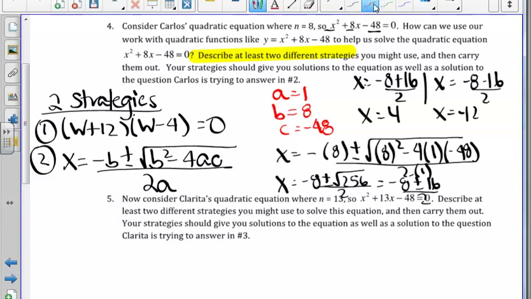We can see again that this -12 can never be a length. Therefore, our only solution is 4. In number 4, we were able to show that we can also solve this quadratic function by using the quadratic formula.